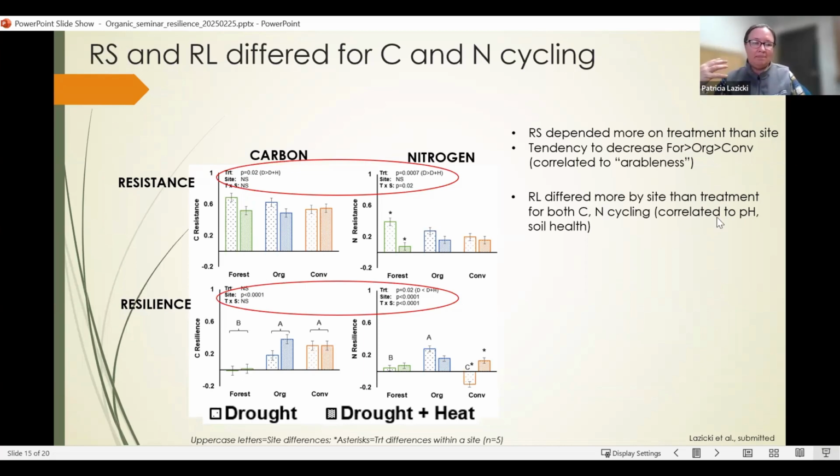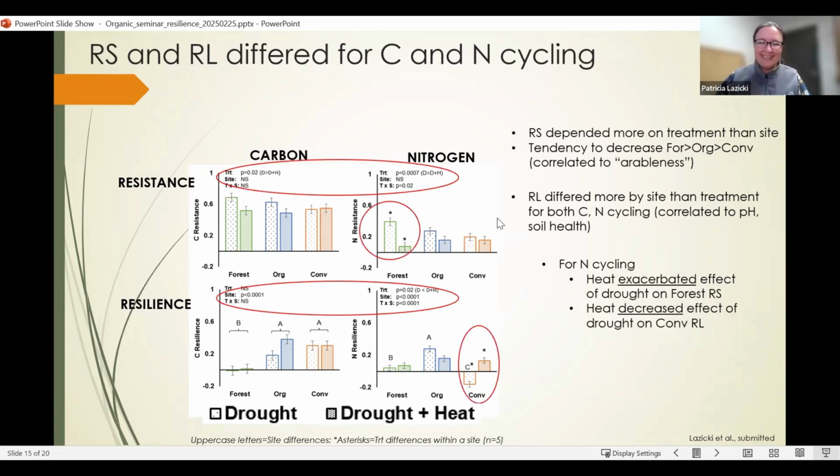I don't show the data, but pH was a really strong factor here. Notice that the resilience in the forest soil is basically zero. And this correlated strongly to pH and some of the other nutrients like phosphorus, and then also just general soil health. So overall, the organic system tended to be the most resilient, not always significantly, but that was the general tendency. Nitrogen cycling was interesting.